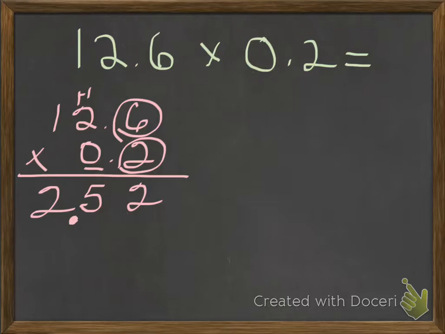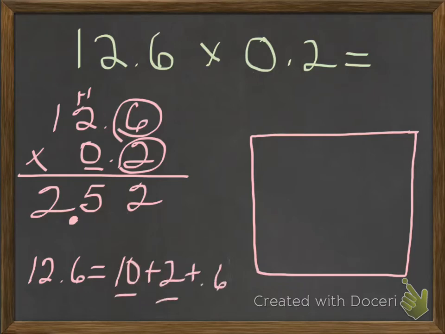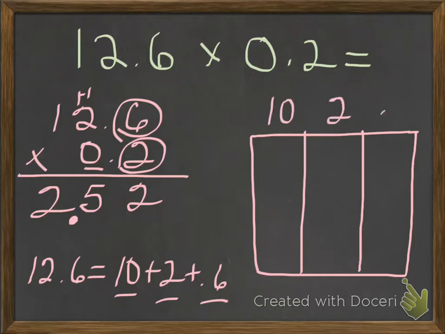If I were going to do this with the distributive property, remember that each part of my box here has to have each digit in its own place. So I have to use the expanded form of each number. 12.6, the expanded form is 10 plus 2 plus 0.6, and each of these digits gets its own separate area. So I've got 10, 2, and 0.6. And then I'm going to be multiplying those times 0.2 and then adding them up.